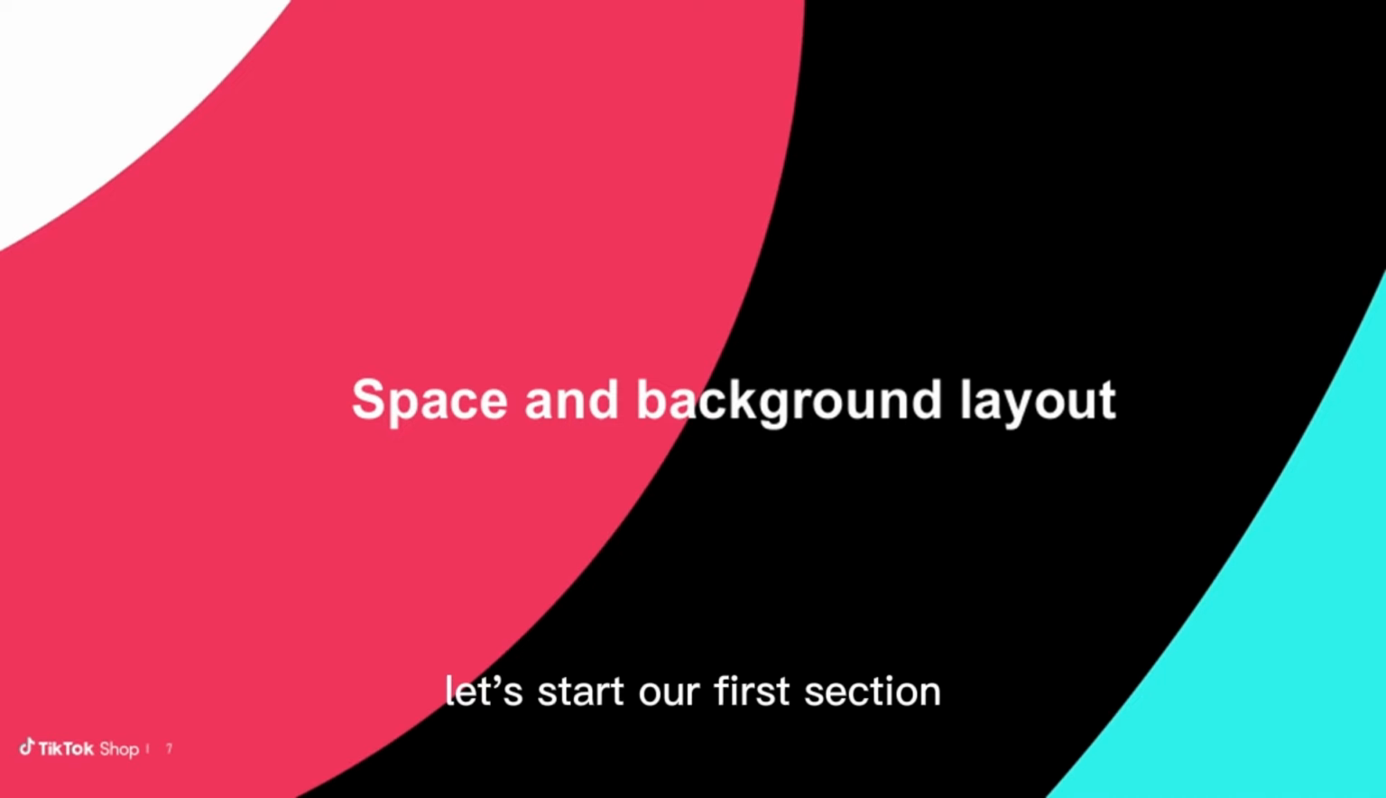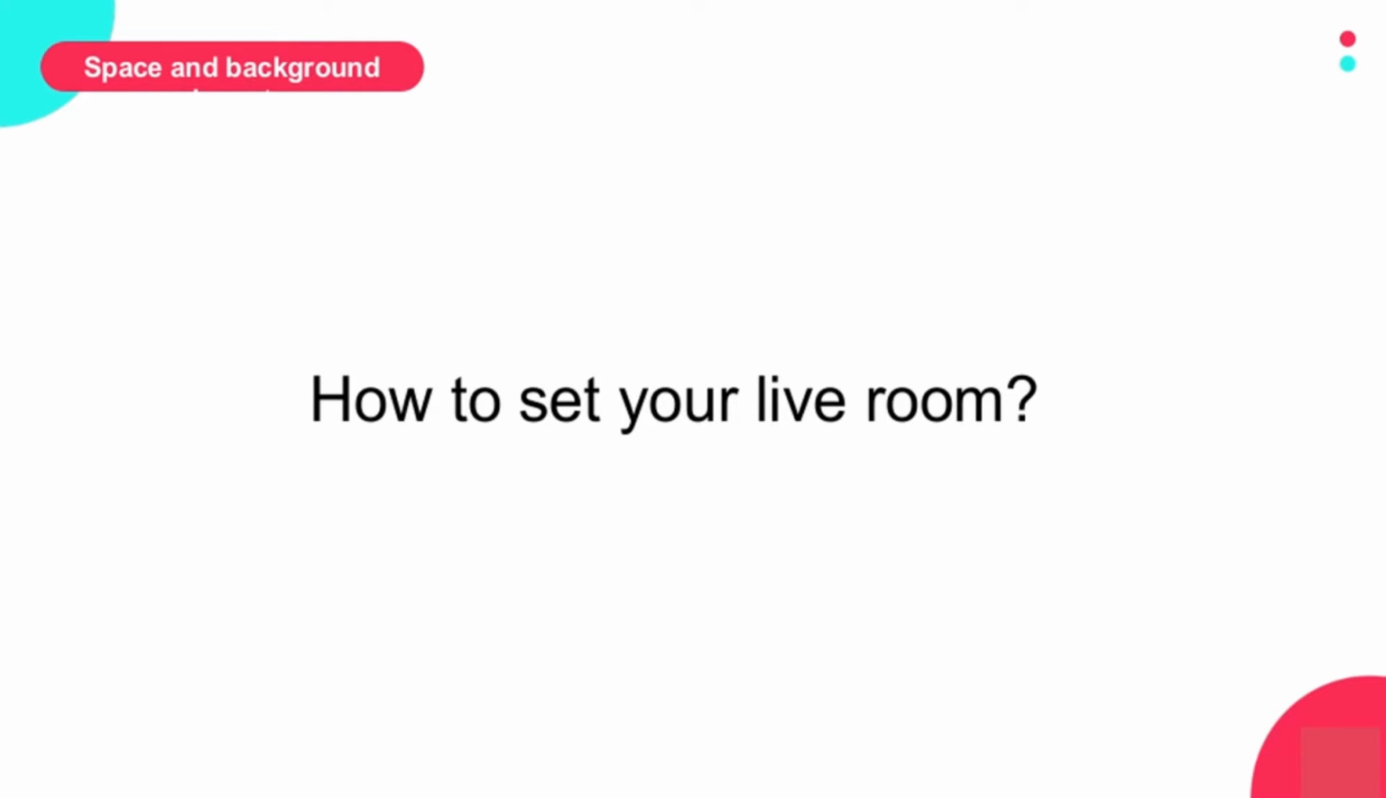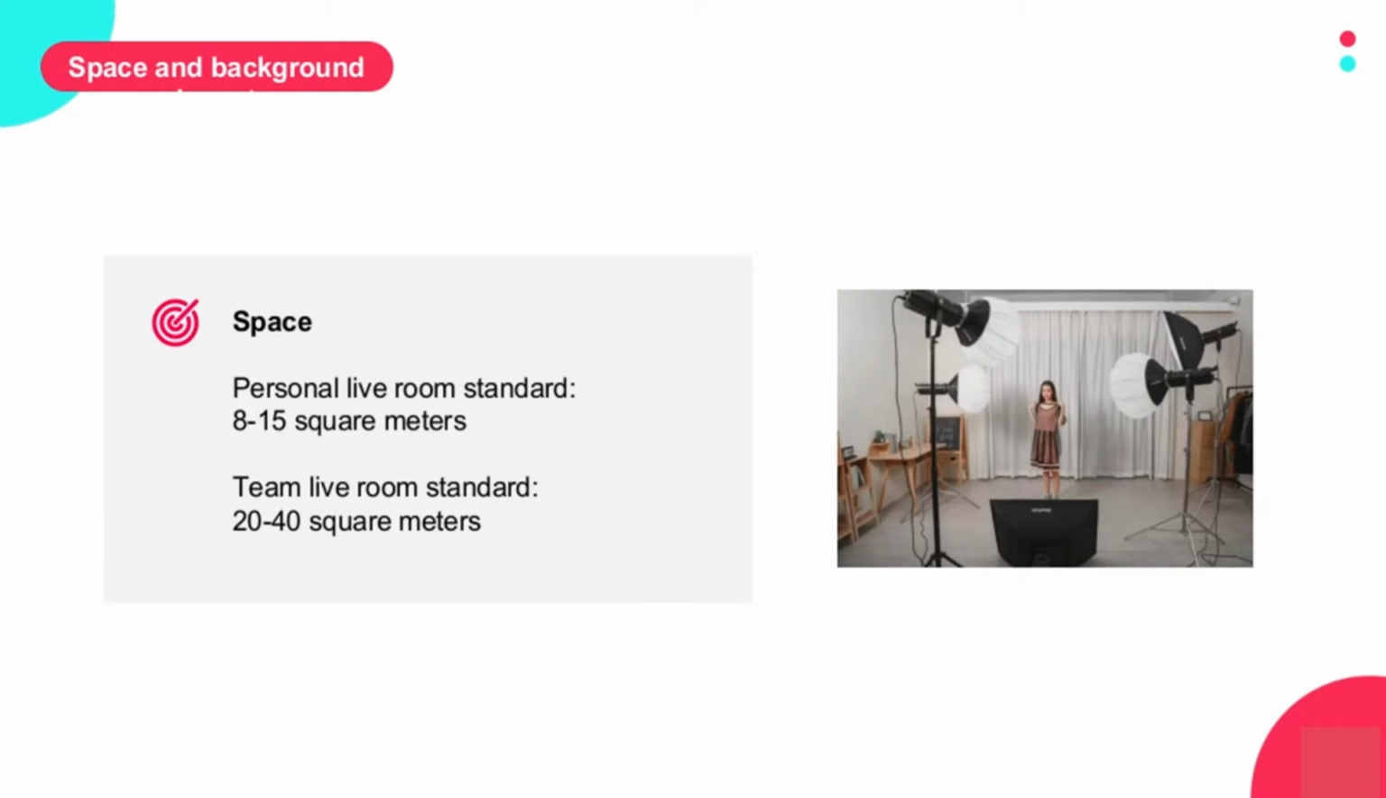Okay, let's start our first section, the space and background layout. As sellers, how do you usually set your live room? Let's first talk about the live room space. Here there are 2 different situations. The first situation is the personal live room. For a standard personal live room, the space is around 8 to 15 square meters. However, if it is for a team, the standard live room space will be around 20 to 40 square meters.